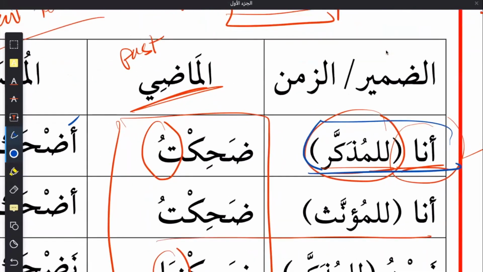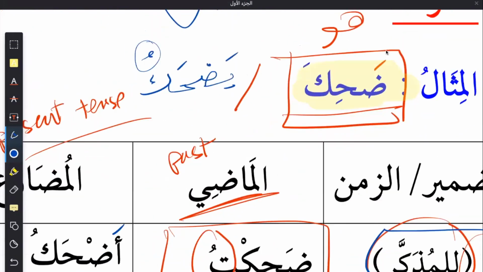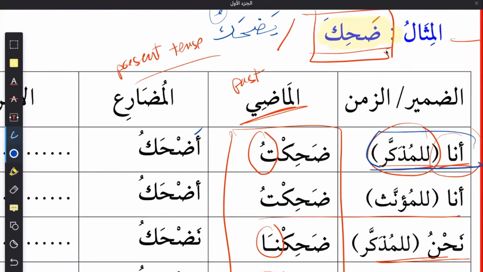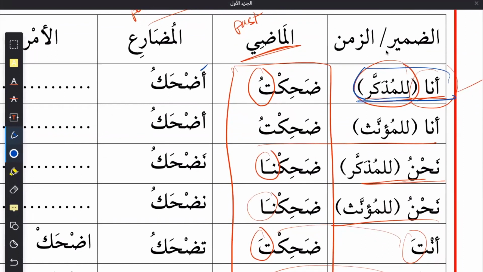And what about the past tense? If there's no suffix, we add a fatha. So we have adhaku. And same thing is for muannath. Both mudakkar and muannath. Mudakkar is masculine, muannath is feminine. So for both of them, we add hamza. Adhaku. So then how do we say we are laughing?